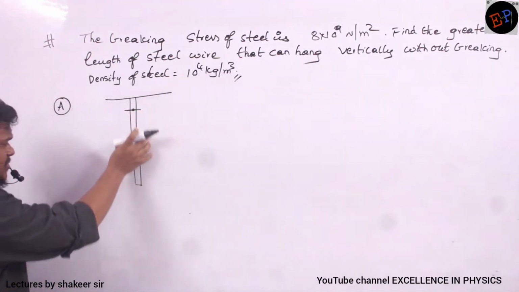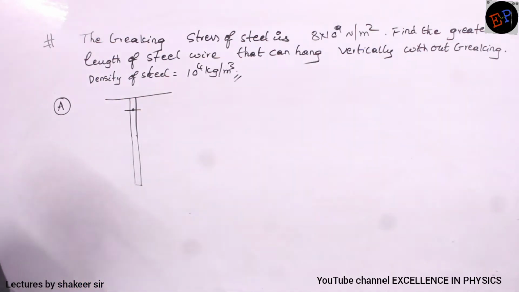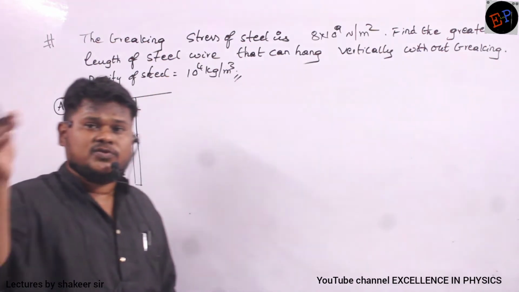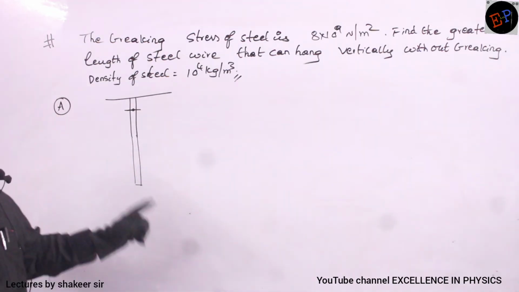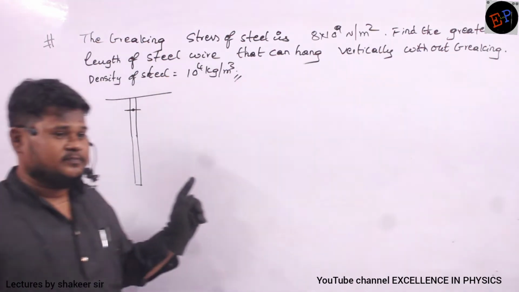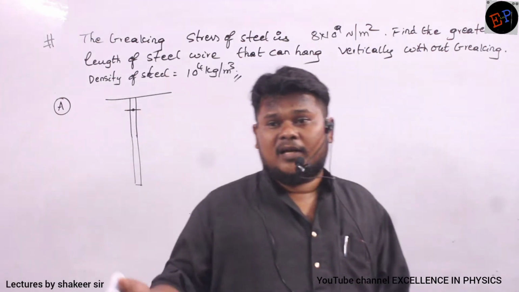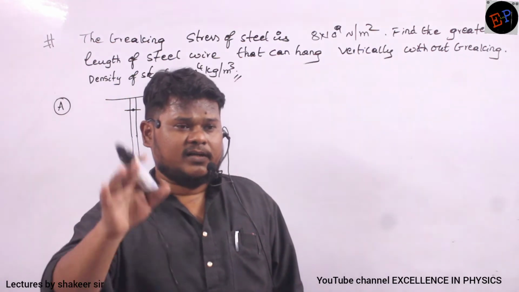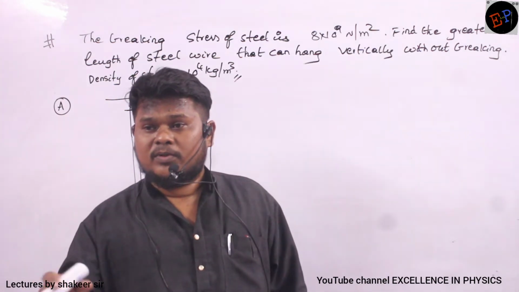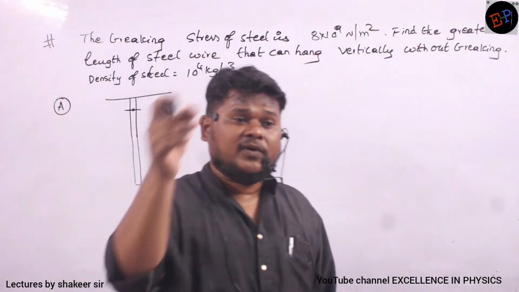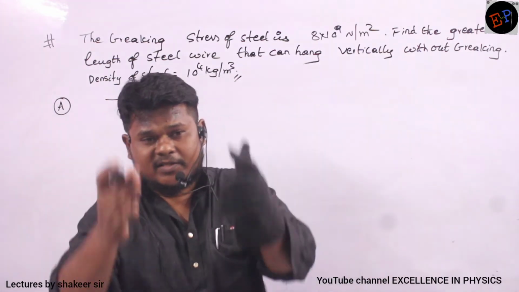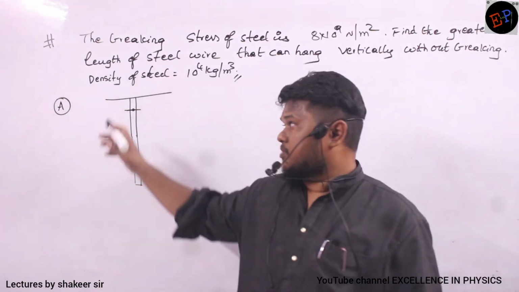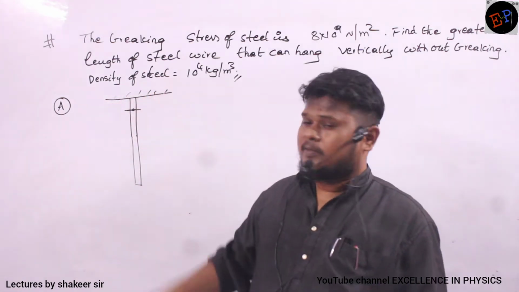So what is the maximum length of the rod I can use so that this rod does not break down because of its own weight? We are not supplying any extra load here. I am trying to find out what is the length of the same wire which can be hanged so that the wire doesn't break down because of its own weight. That own weight will break it down. So what is that maximum length I can suspend it to this horizontal support? Are you able to understand?